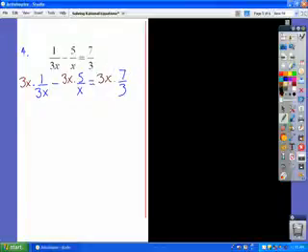Okay, now we can cancel out the things that will cancel out. So 3x and 3x right here cancel out. That's always nice. And again, what happened to my denominator? It's gone. I have 3x and x right here. What cancels out? The x's.